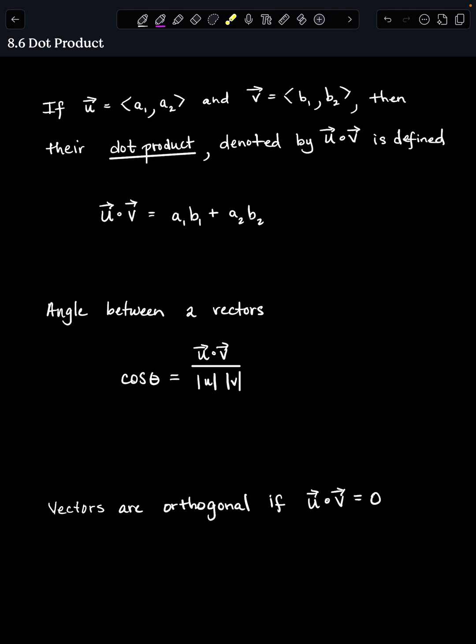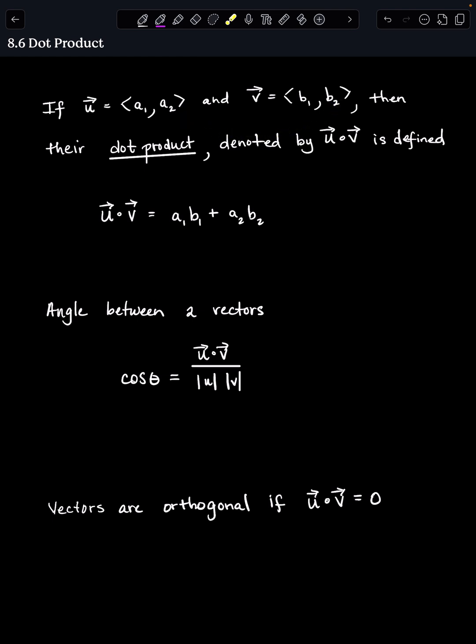And notice that I've written my vectors in component form. So I've got A1, that's a horizontal component, A2 is vertical component. Same thing here, but I had to use different variables. So these two vectors are in component form. So their dot product is denoted by this open circle right here. And it's defined by when you multiply the corresponding components. So you're multiplying the two horizontal components and then multiplying the two vertical components and adding them together.